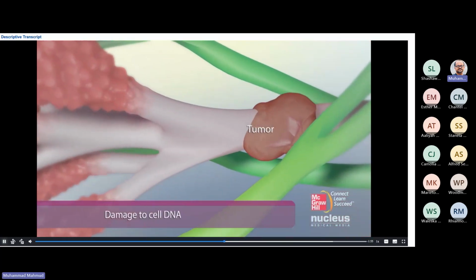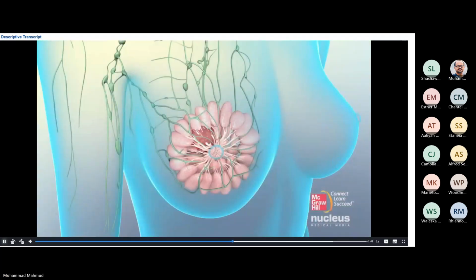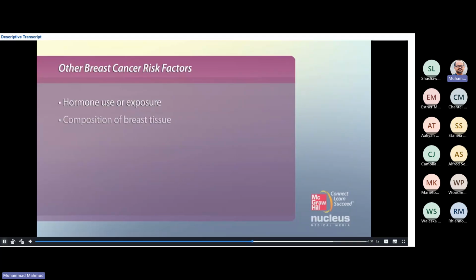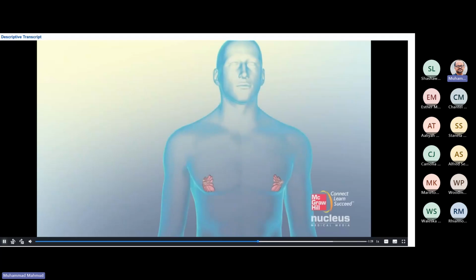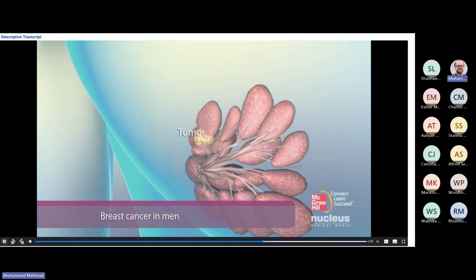As tumors invade the surrounding tissue, cells may break off into a lymphatic vessel. Displaced tumor cells travel through the lymphatics and become metastatic tumors elsewhere. Other risk factors for breast cancer include hormone use or exposure and composition of breast tissue. While rare, it is important to note that men can also get breast cancer.